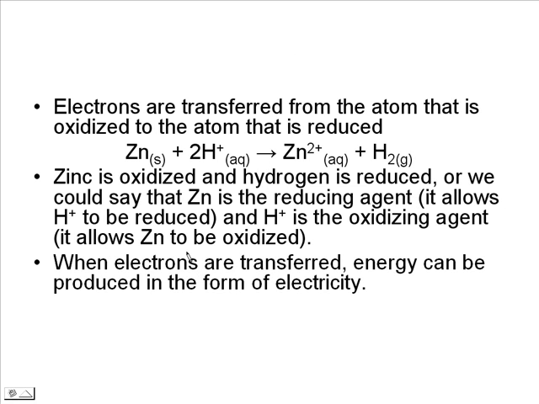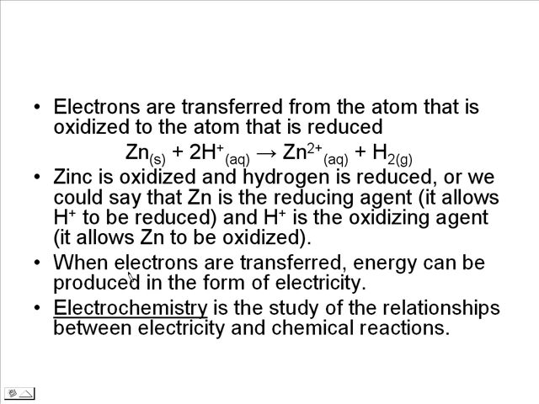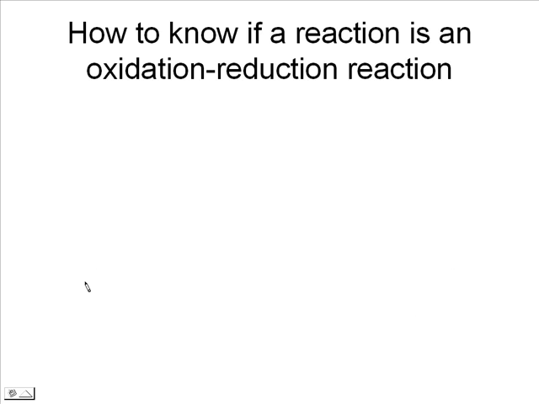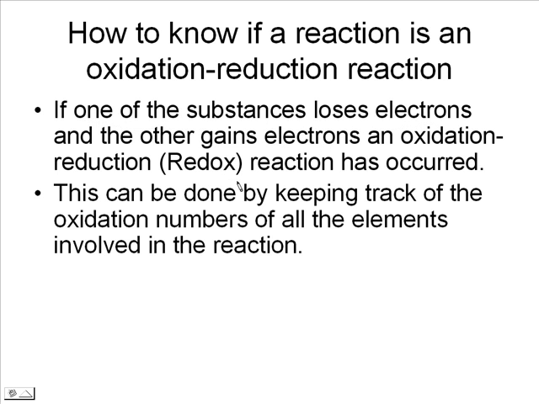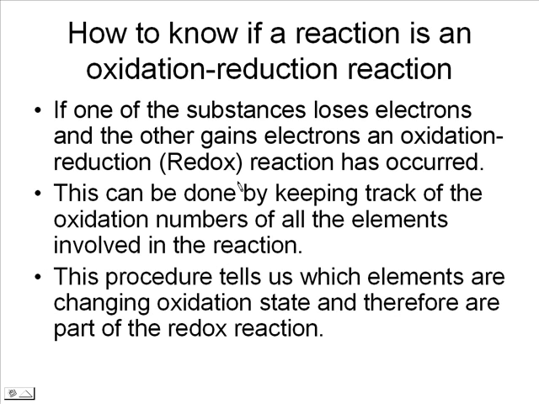Now, when electrons are transferred, energy can be produced in the form of electricity. And that's what this chapter is about. It's about oxidation reduction reactions where electrons are transferred from one thing to another, thereby producing electricity. First of all, we need to talk about how we know if an oxidation reduction reaction has occurred. And it's real simple. If one thing loses electrons and the other thing gains those electrons, then we call it a redox reaction.